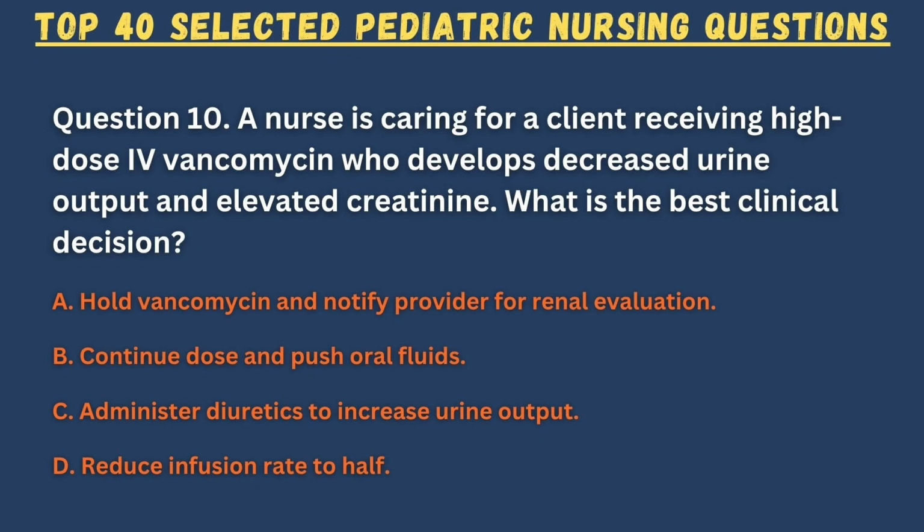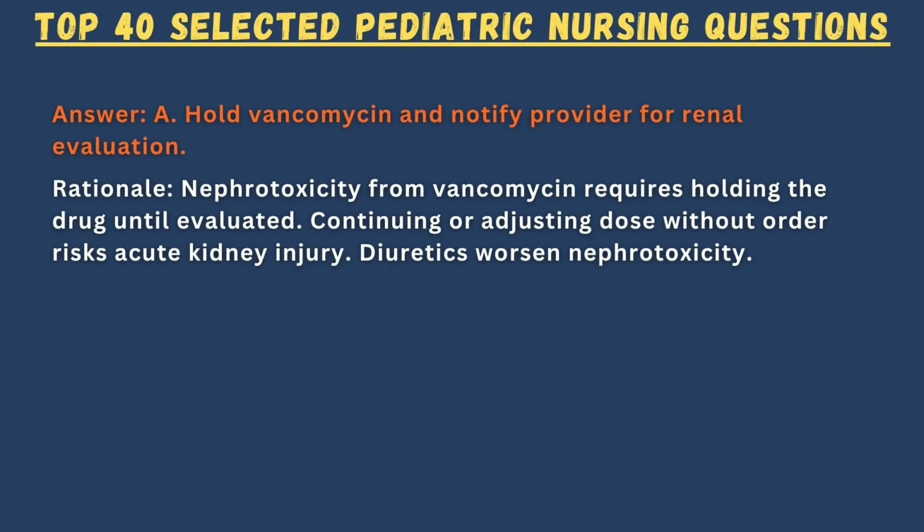Question 10. A nurse is caring for a client receiving high-dose IV vancomycin who develops decreased urine output and elevated creatinine. What is the best clinical decision? A. Hold vancomycin and notify provider for renal evaluation. B. Continue dose and push oral fluids. C. Administer diuretics to increase urine output. D. Reduce infusion rate to half. Answer. A. Hold vancomycin and notify provider for renal evaluation.